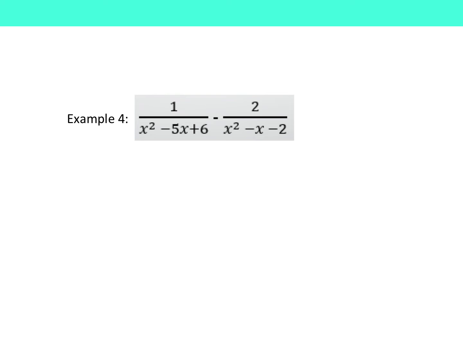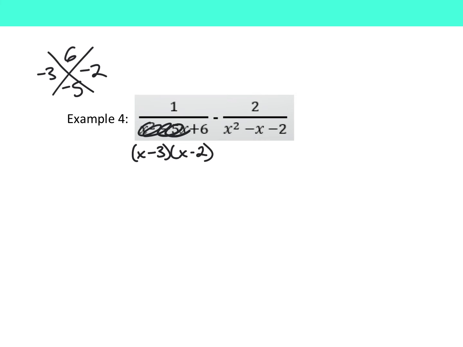So we said we do X method, right? So our first X, what's it look like? 6 on top and negative 5 on bottom. Okay. And negative 3 and negative 2. Good. Negative 3 and negative 2. Multiply to 6 and add to negative 5. So your two factors would be what? X minus 3 and x minus 2. Perfect. And we can scratch this thing out because that's our new denominator.